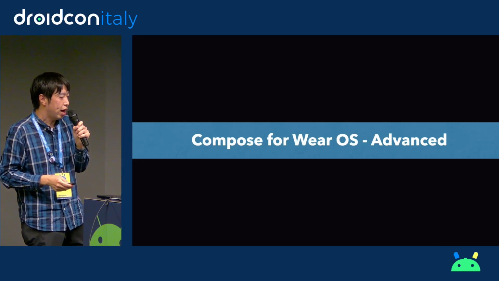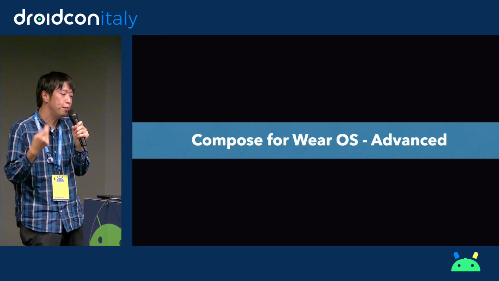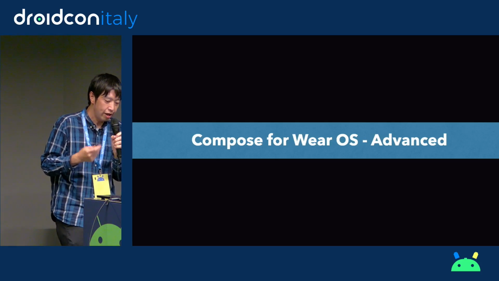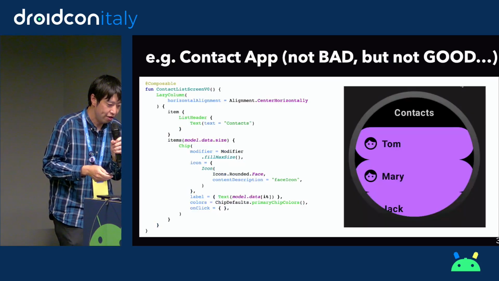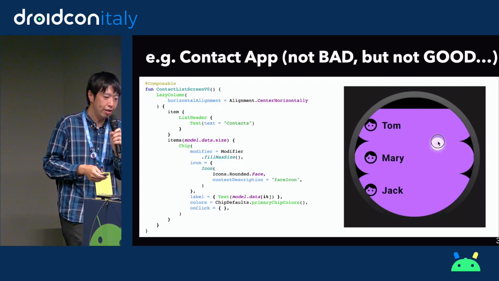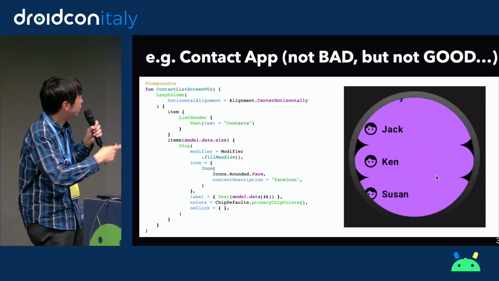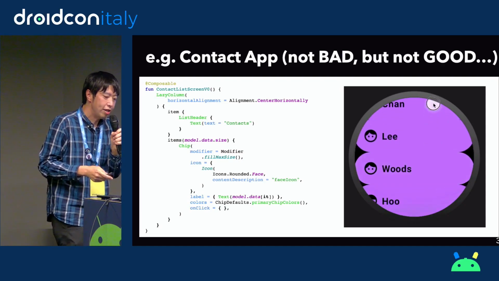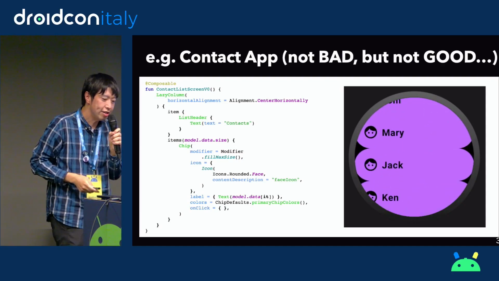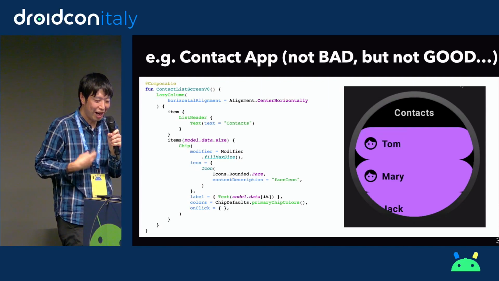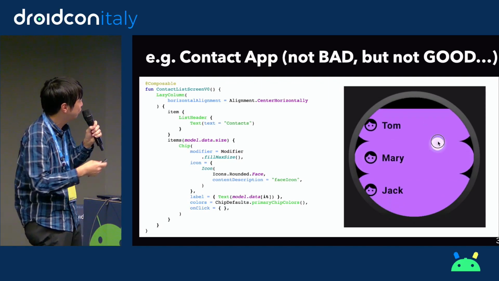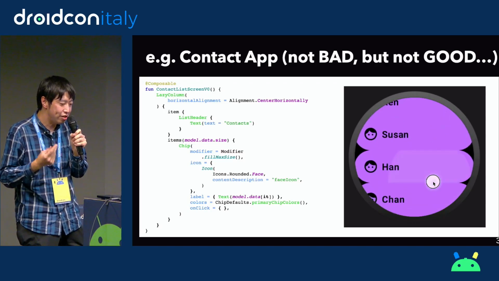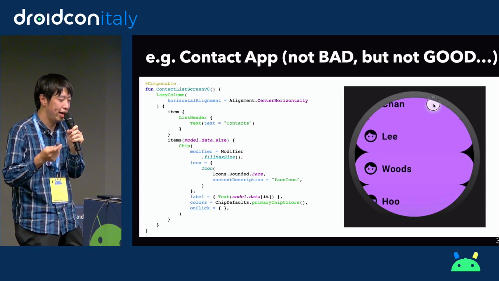Okay, let's move to the advanced topic: how to make practical wearable apps. I think it's the main topic of this session. Okay, it's just an example for a contacts app like this. Okay, as you see this screen, it doesn't look bad, but I think it doesn't look good. It's because it isn't optimized for the list.